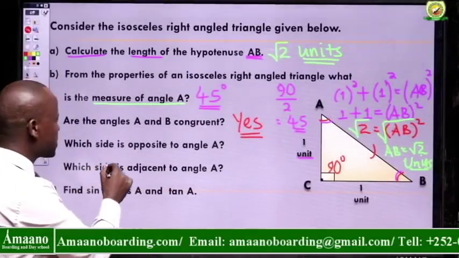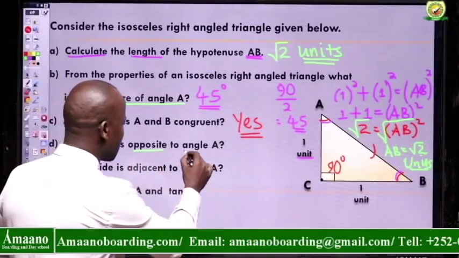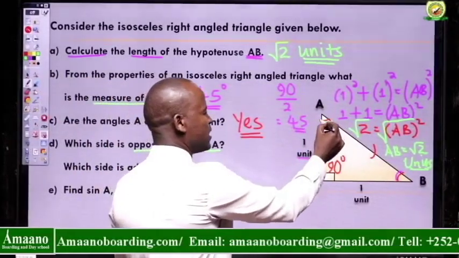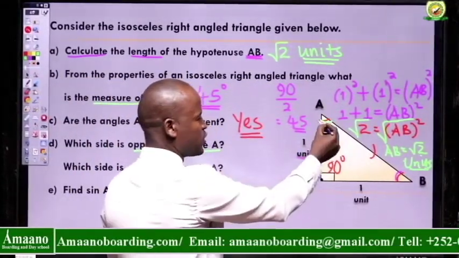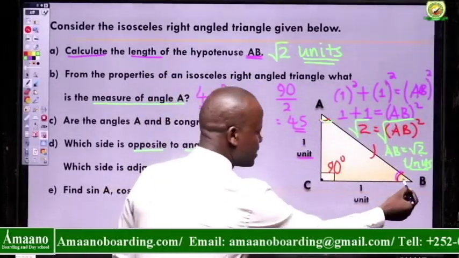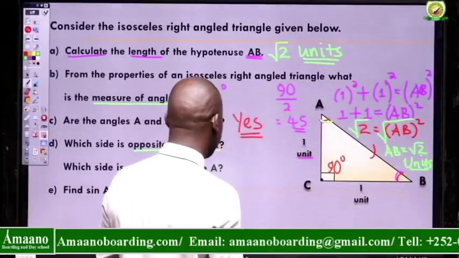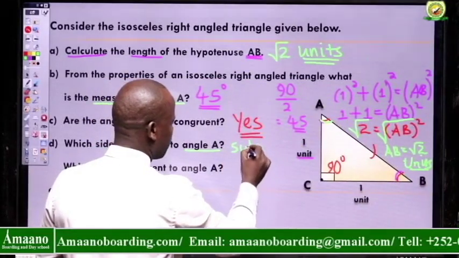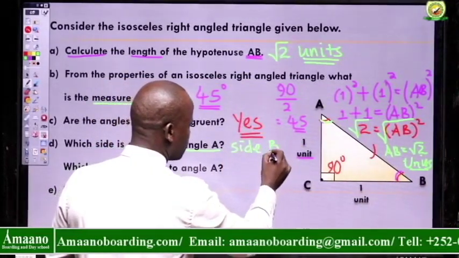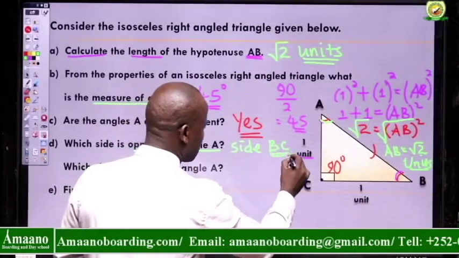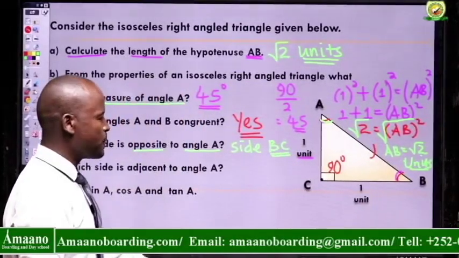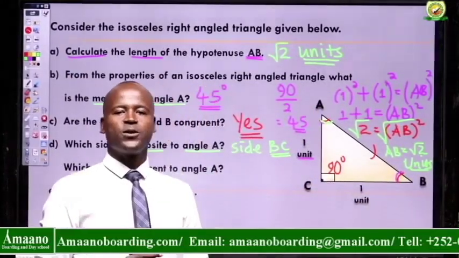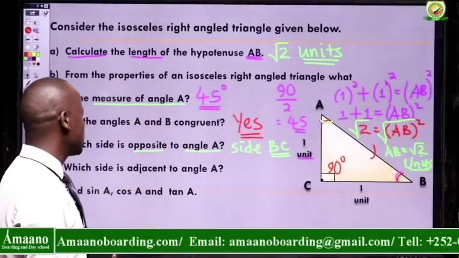It says, which side is opposite to angle A? Now we have angle A here. Which side is opposite to this angle? The side which is opposite to angle A is side BC or side CB. You can use one of the two, but for the time being, let us use side BC. So this side BC is the side which is opposite to angle A.